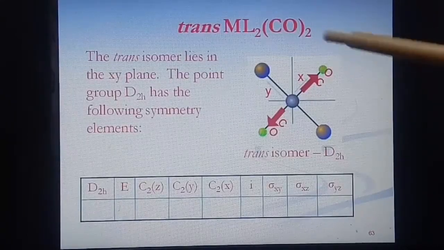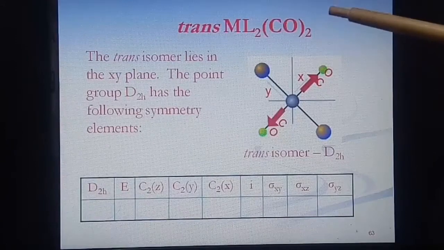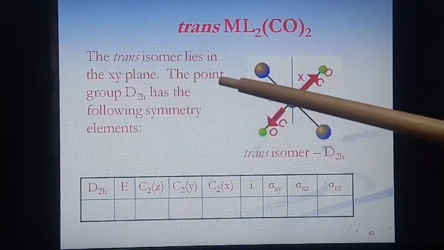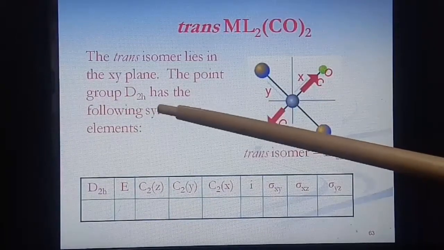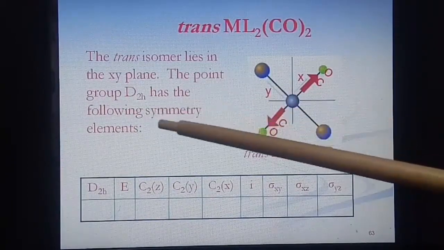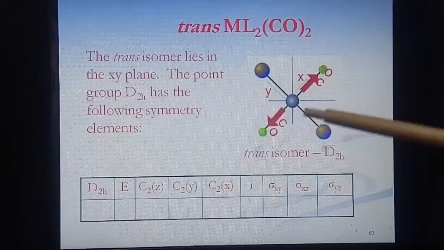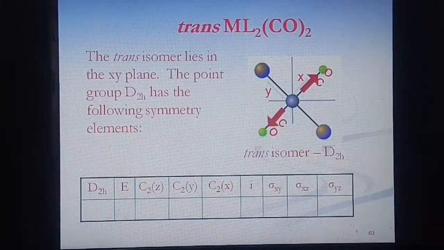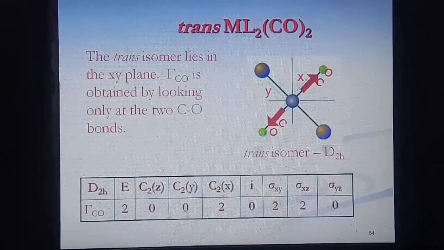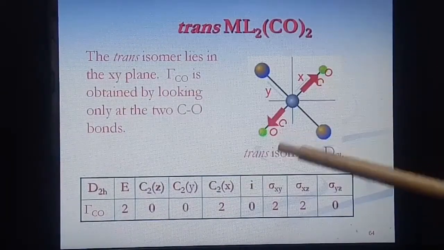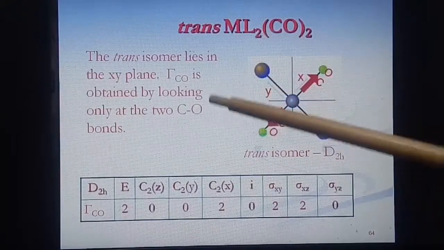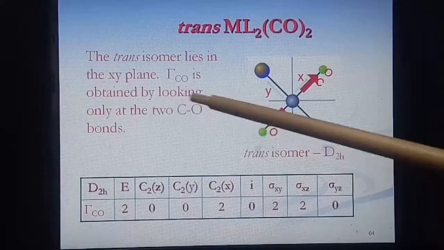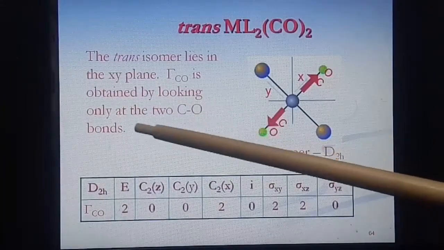Now this is trans-ML2(CO)2. The trans isomer lies in the XY plane. The point group D2h has the following symmetry elements, and these are the operations carried out in the D2h point group. Now if we take these two bonds in the trans isomer, the reducible representation of CO is obtained by looking only at the two CO bonds.